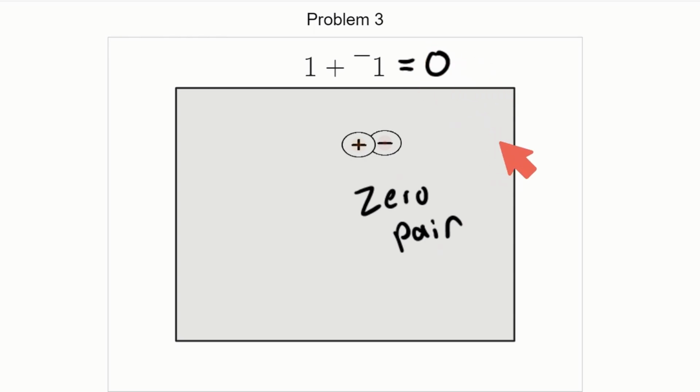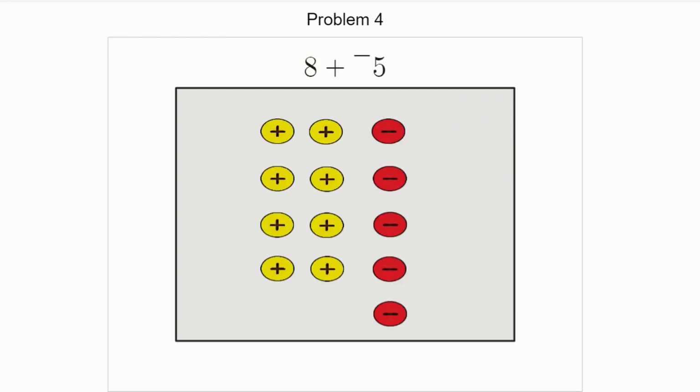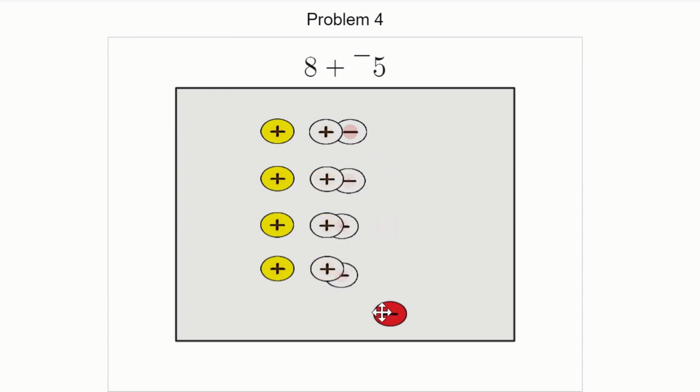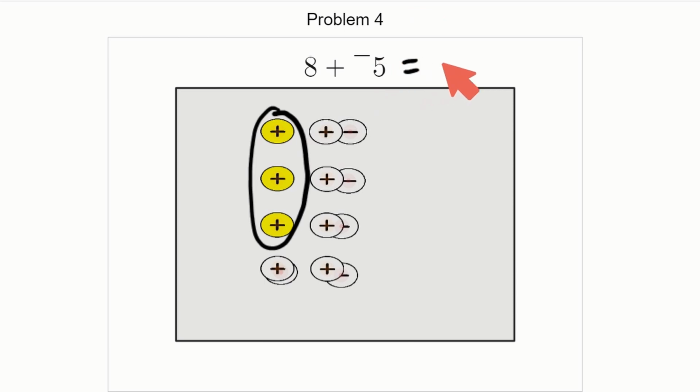Taking a look at our next problem, here we have a set of positive and negative integers. We have 8 plus negative 5. So what's 8 plus negative 5 going to be? First, we're going to pair up each of these pluses and negatives. And notice that each plus and negative are going to cancel out. So after canceling out, what are we left with? We have 3 positive chips left over. So 8 plus negative 5 equals positive 3.